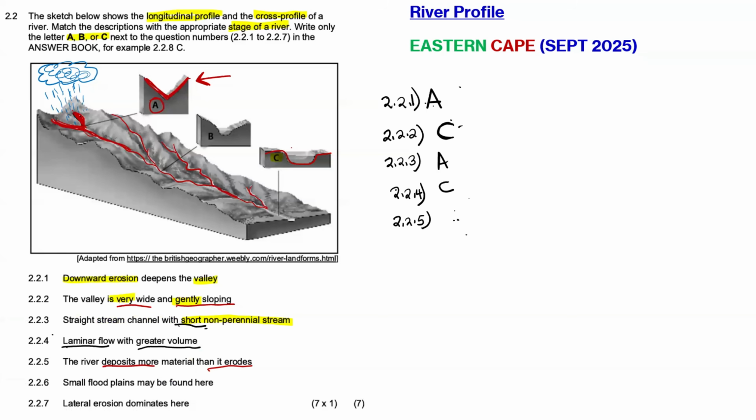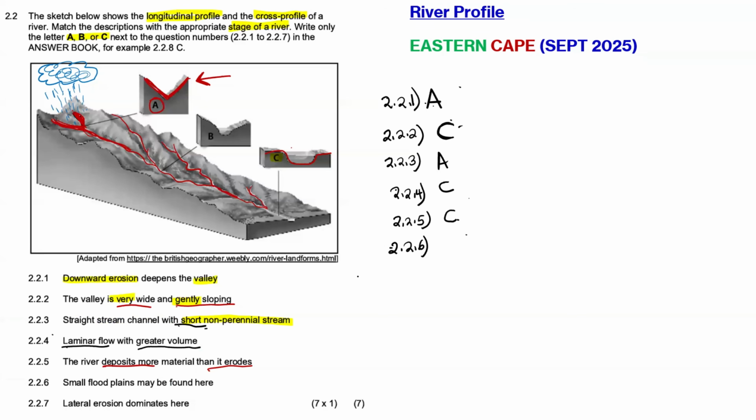at the lower course, there is more deposition. The dominant fluvial process. They will ask it in that way, guys. They will say, what is the dominant fluvial process at the lower course? It is deposition. And I already told you how to explain why there is more deposition at the lower course.